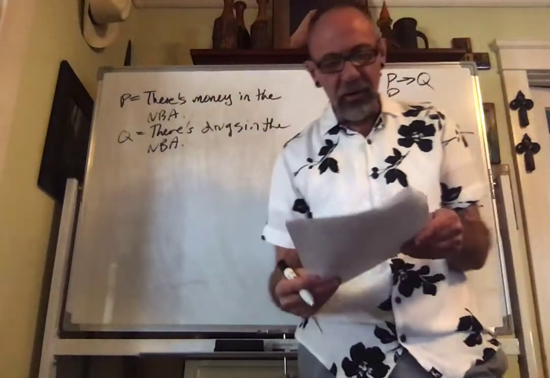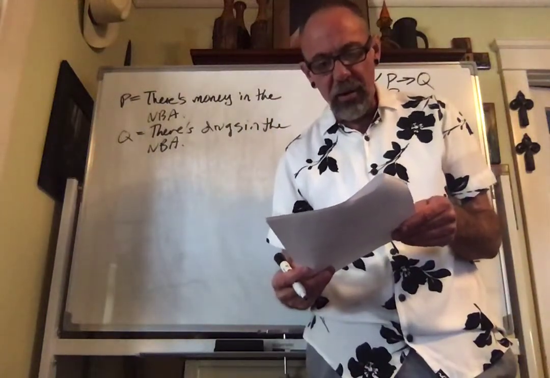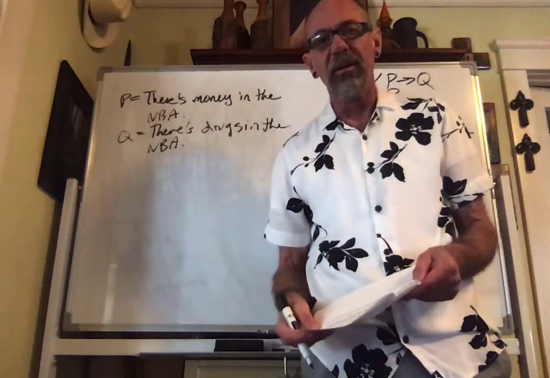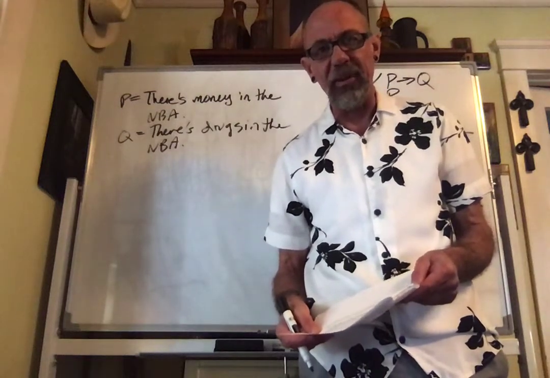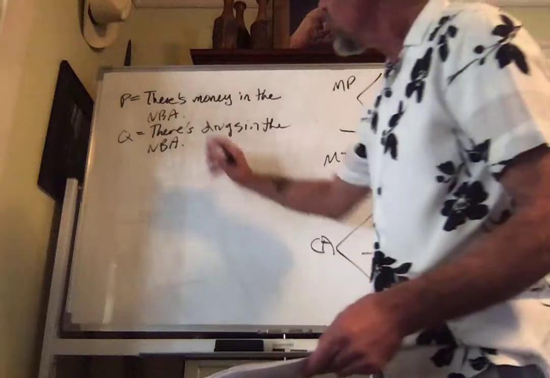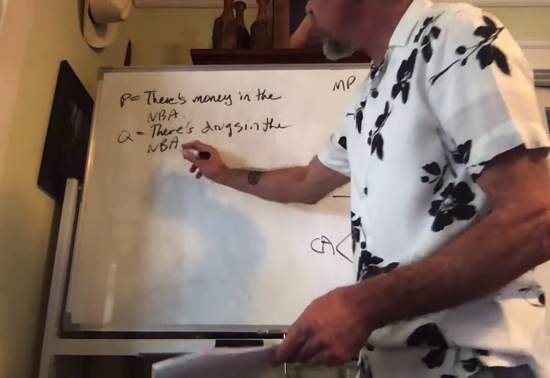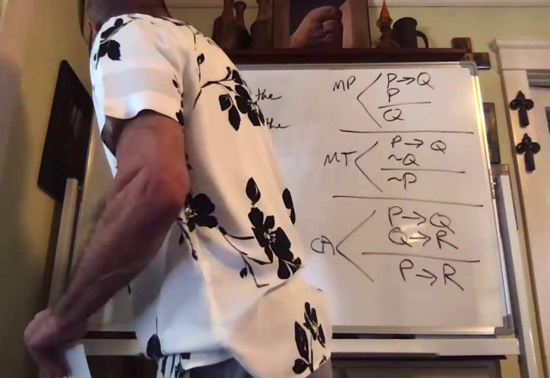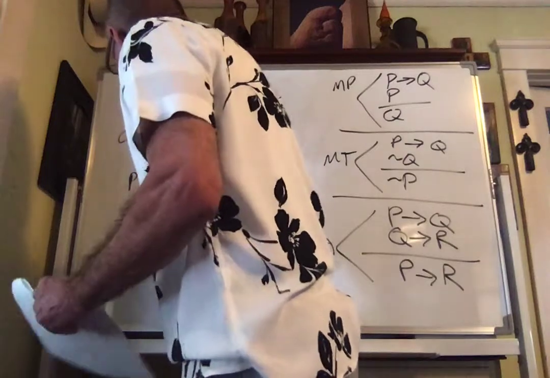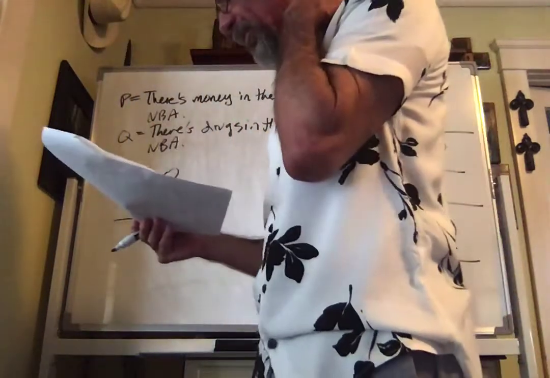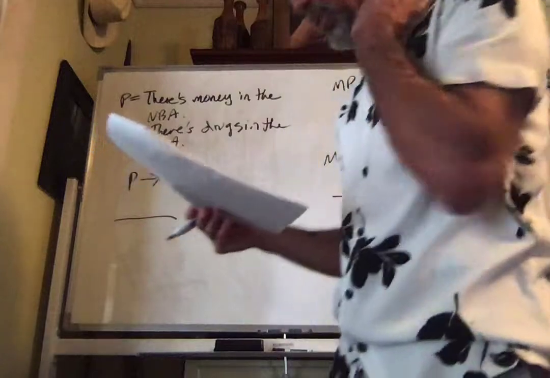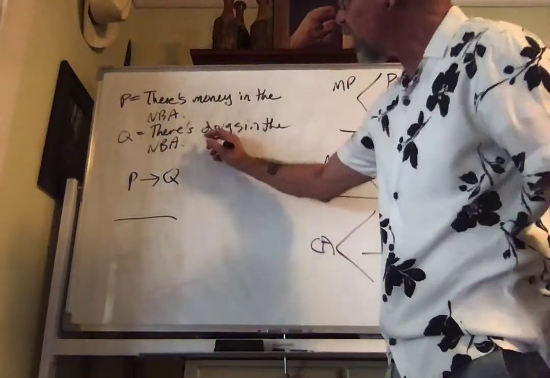Dennis Rodman is using the word wherever like the word if. That is to introduce the antecedent of a conditional. So he's saying if there's money in the NBA, then there's got to be drugs in the NBA. And his conclusion, of course, the way he puts it is, to say drugs don't exist in the NBA would be stupid. Well, in terms of our variable assignments, that's just Q.